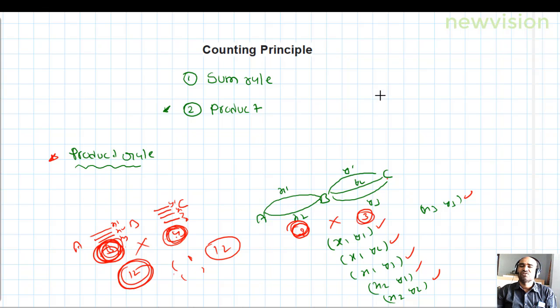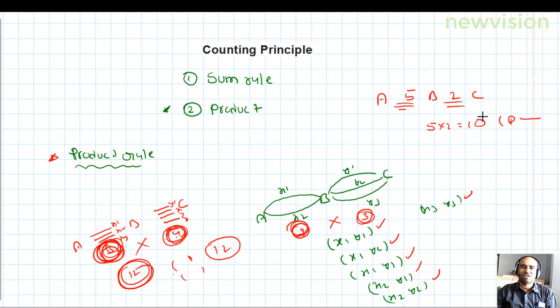Listen, students. From A to B, there are 5 ways to travel. From B to C, you have 2 ways to travel. A person wants to travel from A to C. How many different ways can he travel? Directly you can say 5 into 2, 10 ways. No need to write anything. How can you say that? By product rule.